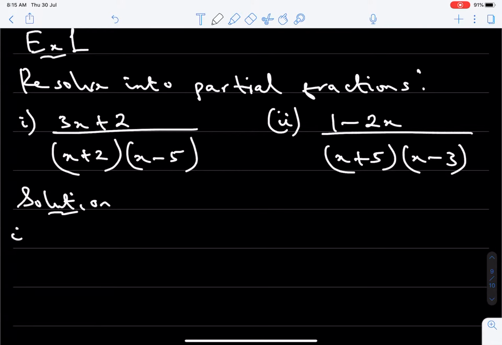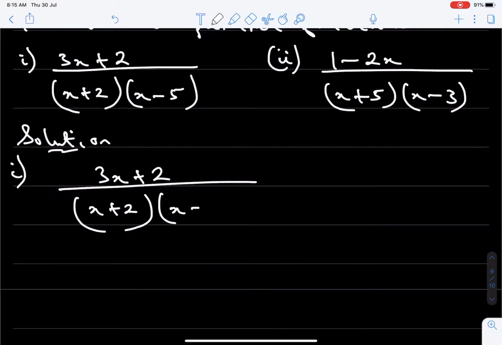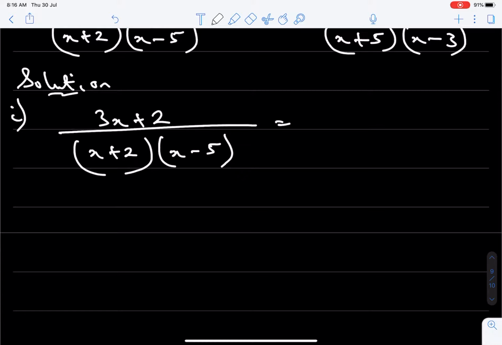The first question is 3x plus 2 divided by x plus 2 times x minus 5. And this is how to do that. We can see that these factors are linear and they are not repeated because their powers are 1. X plus 2 is the same as x plus 2 raised to power 1. X minus 5 is the same as x minus 5 raised to power 1. So they are not repeated linear factors.